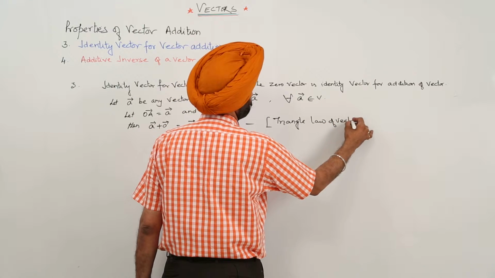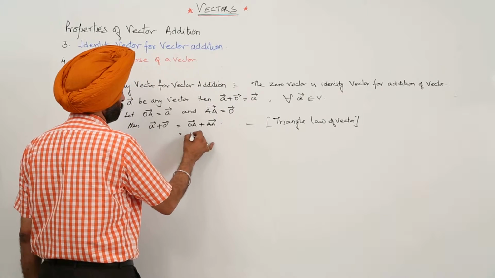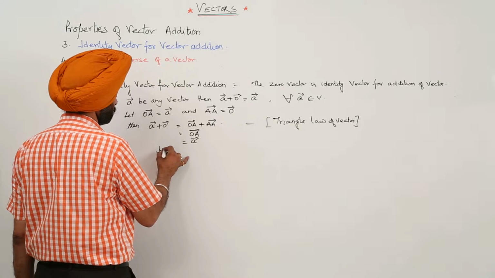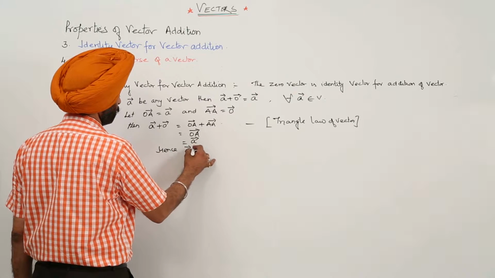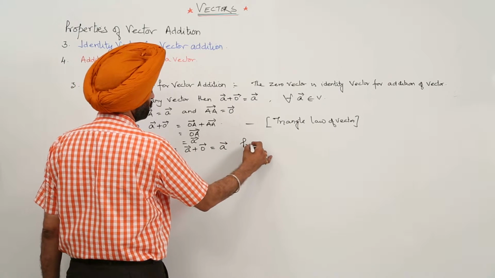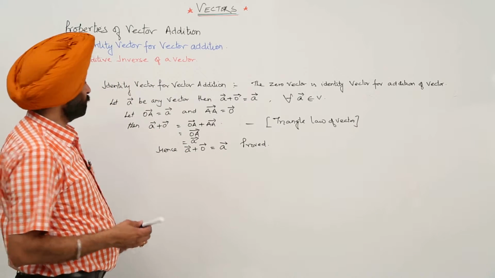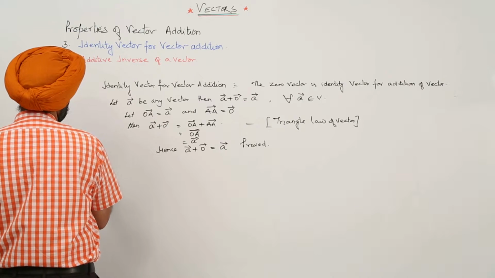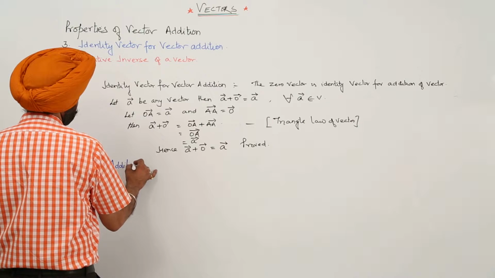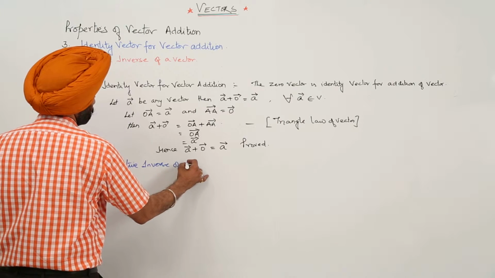Triangle law of vector. Hence vector A followed by vector 0 is equal to vector A, proved. Now this is third property. Now for the fourth one. Fourth one is additive inverse of a vector.